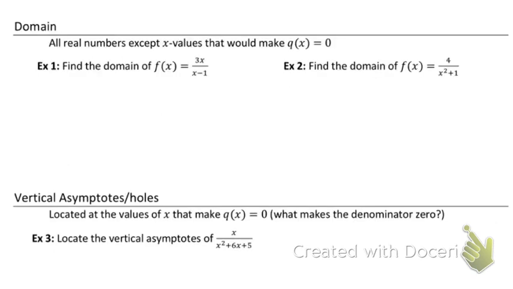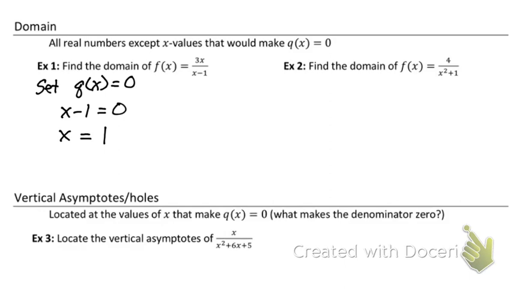So we're supposed to find the domain of both of these functions. I just need to figure out where our q of x equals 0. So we are going to set our q of x equal to 0. Well, our q of x is just our denominator, anything that's in the denominator. So we're going to say x minus 1 equals 0. In other words, x equals, not 0, x equals 1.